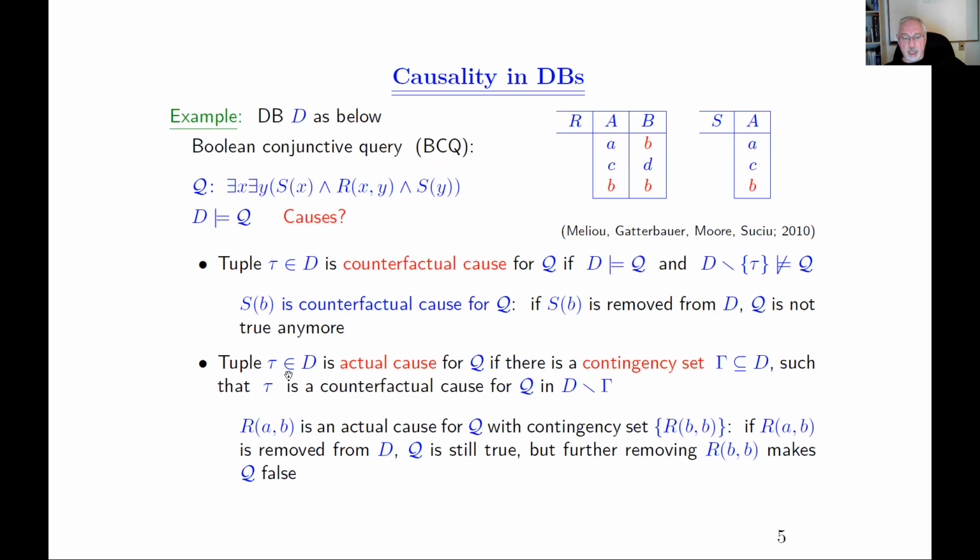So a tuple tau in the database is an actual cause for the query Q if there is a contingency set, a set of tuples, such that tau, this one over here, for example, is a counterfactual cause for the query in the database from which we have removed this other tuple. Right? So that is why it's an actual cause for the query. This is also an actual cause for the query. The two of them need contingency tuples that accompany the tuple to invalidate the query.